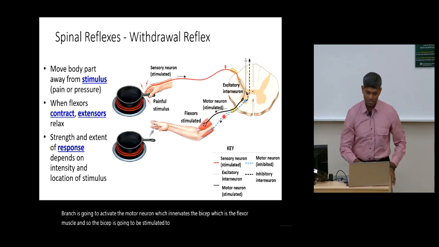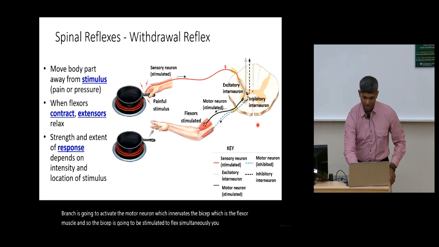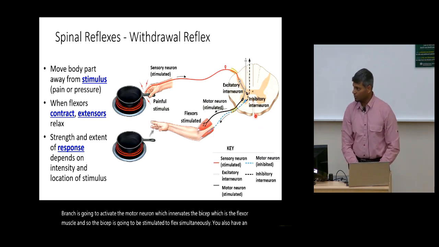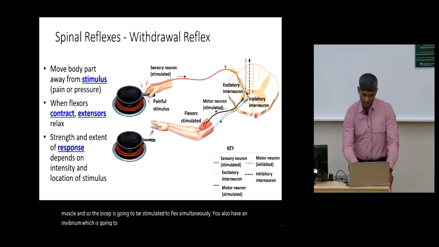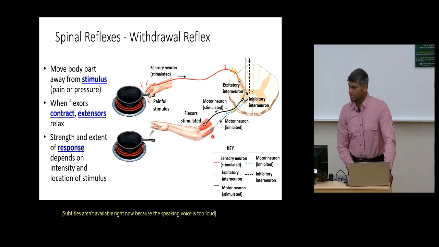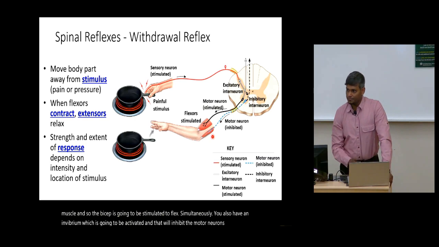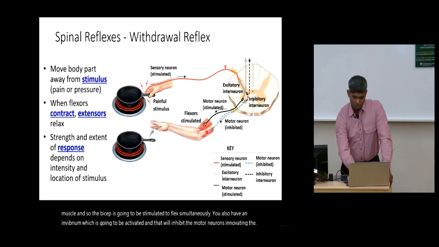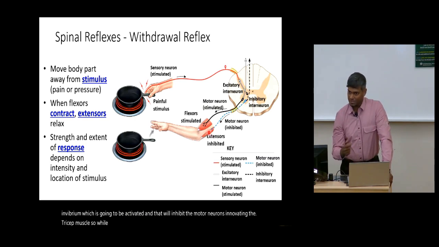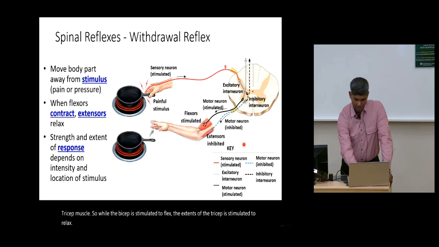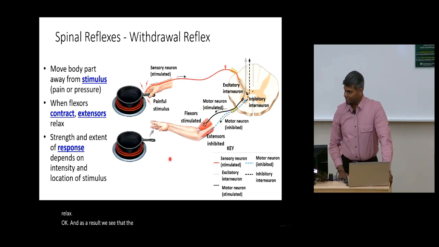Simultaneously, you also have an inhibitory interneuron which is going to be activated, and that will inhibit the motor neurons innervating the triceps muscle. So while the biceps is stimulated to flex, the extensor, the triceps, is stimulated to relax. And as a result, we see that the withdrawal reflex takes place.